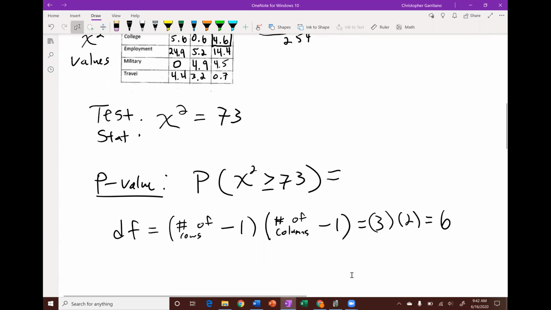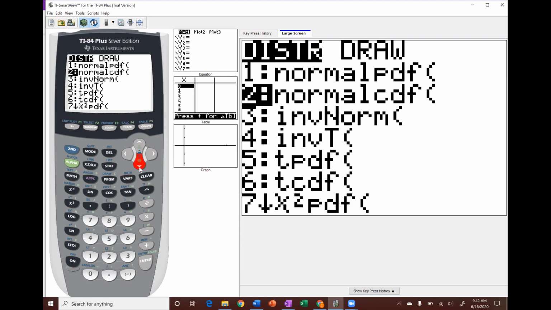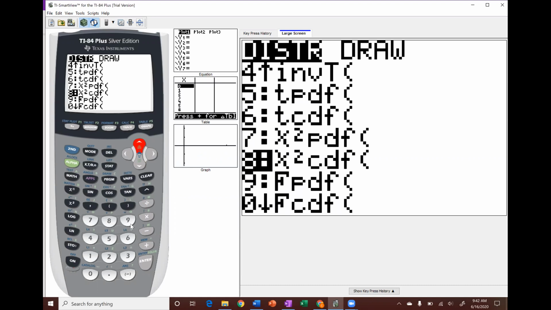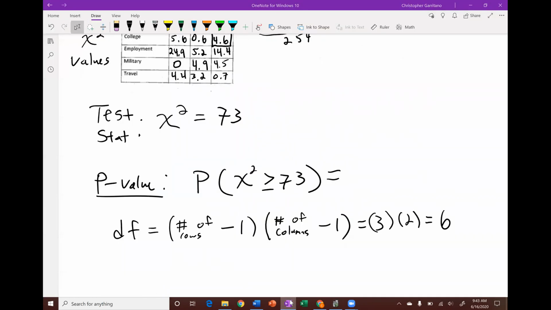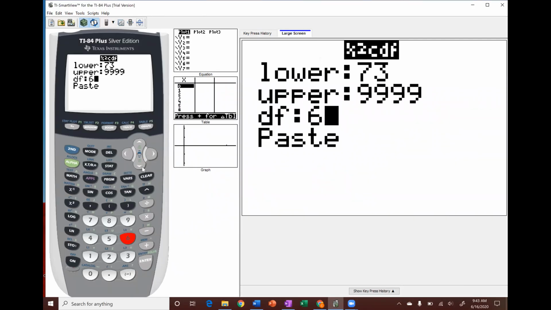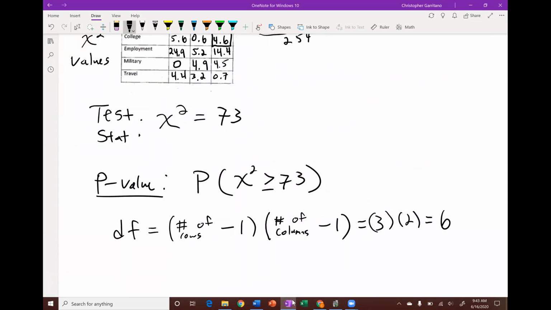So let's do that now using our trusty TI Smart View. We are going to do second distribution, chi-squared CDF, of course. So let's see, what is my lower bound? 73. My upper bound is going to be some large number, 9999 suffices. And my degrees of freedom in this case are 6. Paste, enter, something extremely close to 0. So let's just say essentially 0.